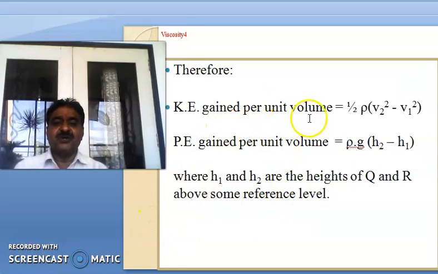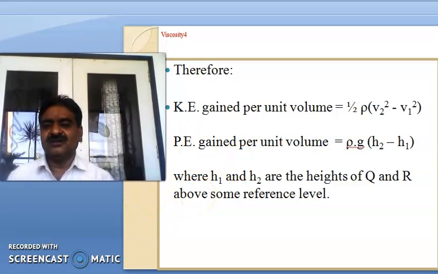Kinetic energy gained per unit volume is equal to half rho v2 square minus v1 square. Potential energy gained per unit volume is rho g (h2 minus h1), where h1 and h2 are the heights of Q and R above the same reference level.